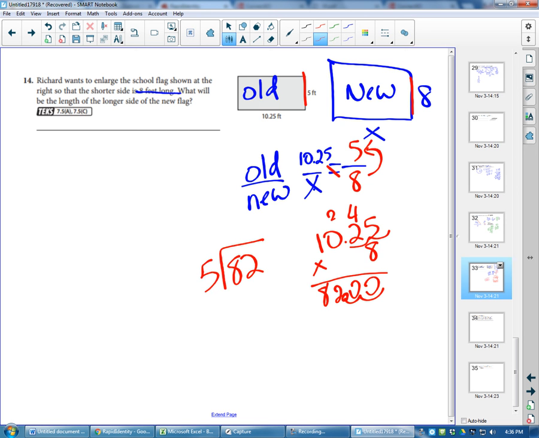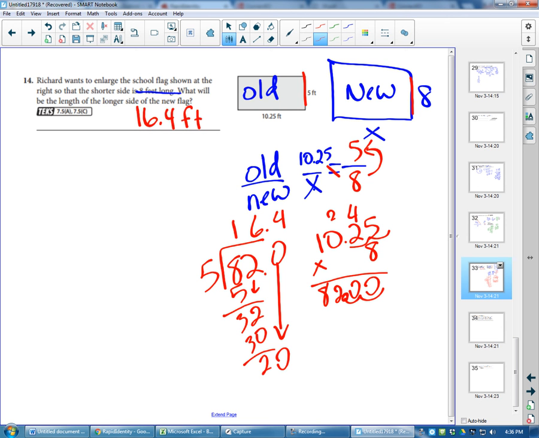So 5 goes in 8 once. 6, 32. Oh, wait, no. So that's 6. Yeah, 6, 30. 2 left over, so we got a decimal and a 0. 5 into 20 is 4. 4. 16.6, I mean 4. So our new side will be 16.4.